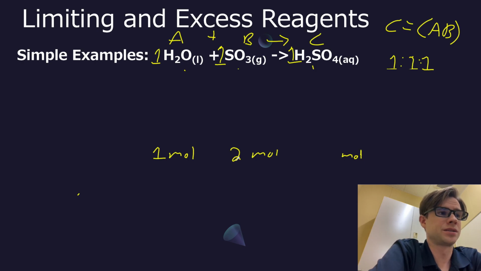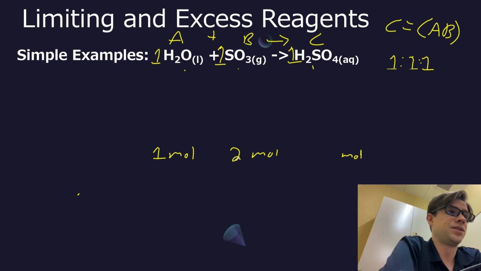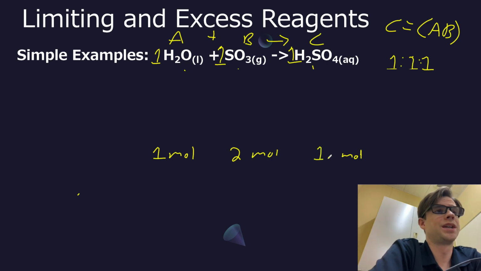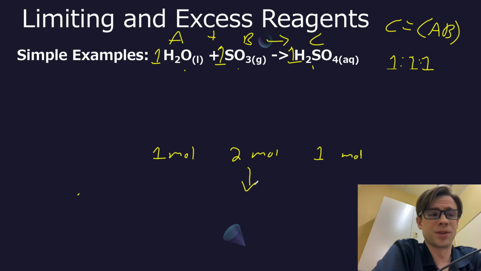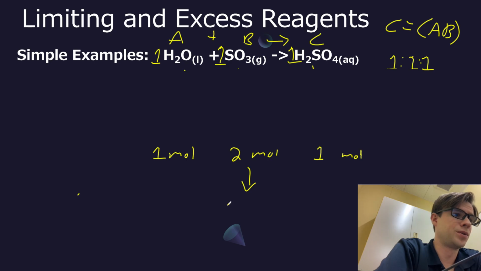Or rather, 2 moles of SO3 would require an equal amount of moles of H2O, 2 moles. But we don't have enough, so H2O is limiting this reaction. All of that H2O will be used up, which means we can produce 1 mole of H2SO4, our product. But this 2 moles was sort of more than we needed, right? We get 1 mole remaining after the reaction finishes.